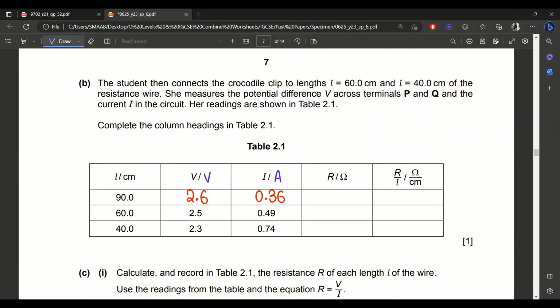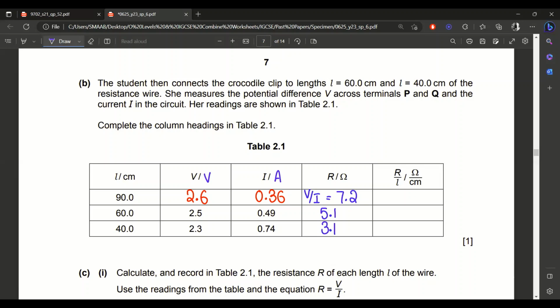And further we have to complete the calculations, that is resistance and R over L. So if we need to calculate the resistance, it will be equal to V over I, the basic formula for resistance, right? So we just need to divide 2.6 by 0.36. So you will get 7.2. Yes. And the same goes for the other value, 2.5 divided by 0.49, you will get 5.1. And the third part is 2.3 divided by 0.74, that will be equal to 3.1.